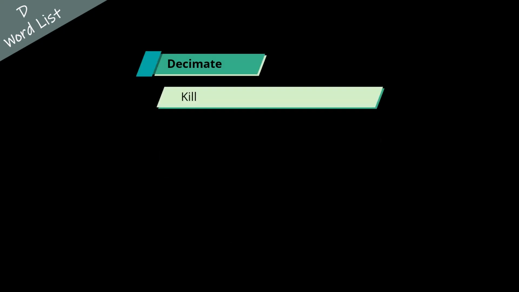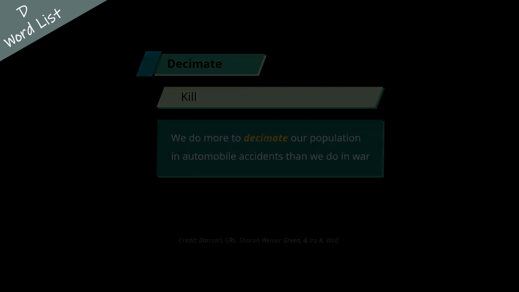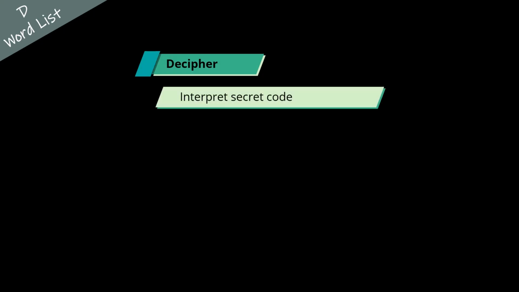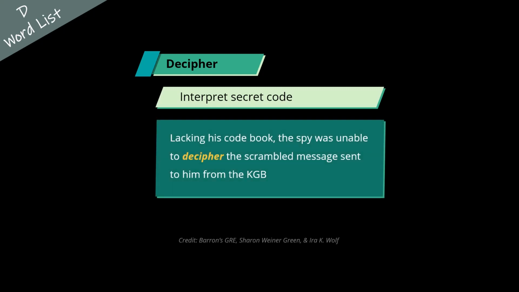Decimate means kill. For example, we do more to decimate our population in automobile accidents than we do in war. Decipher means interpret secret code. For example, lacking his code book, the spy was unable to decipher the scrambled message sent to him from the KGB.